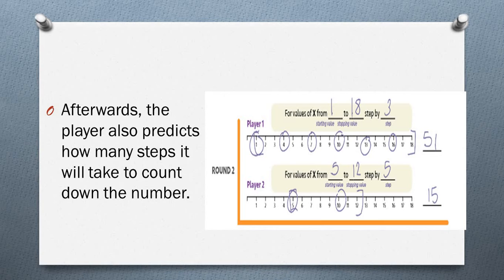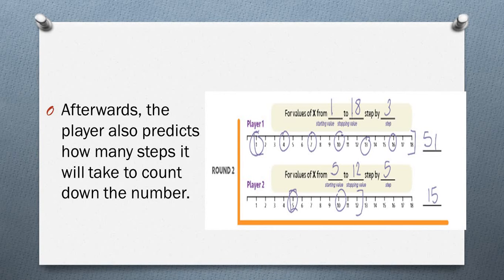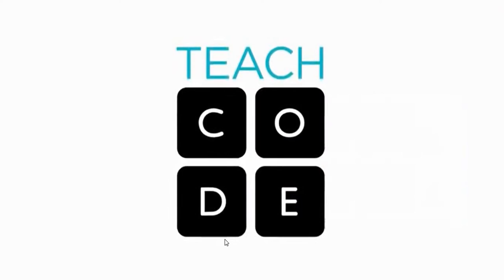Afterwards, the player also predicts how many steps it will take to count down the number, which is the intervals, like we have said. It is the player that determines this when you have a predetermined beginning and a predetermined ending. Now we're going to watch a video of a practical class on how to use the counter block. This video will help us understand more about the for loop.